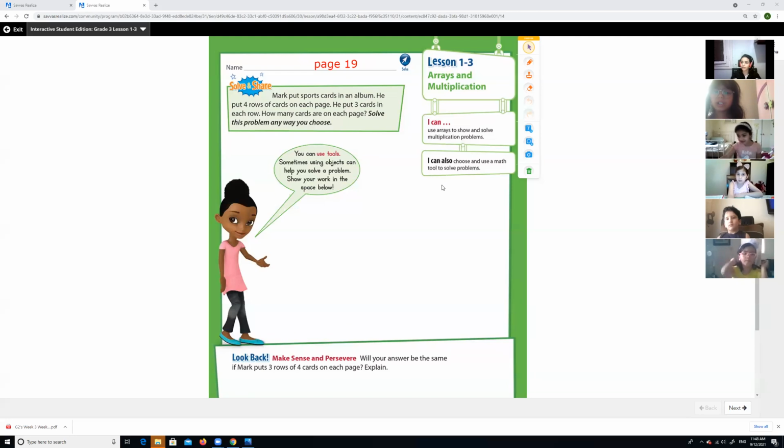I can call it an array if the objects are arranged in equal rows and equal columns. Again, an array has equal rows and equal columns. Can you show me a row with your pencils? Row looks like this, okay? Sleeping like this, it's a row. What about the column? Column is standing like this.